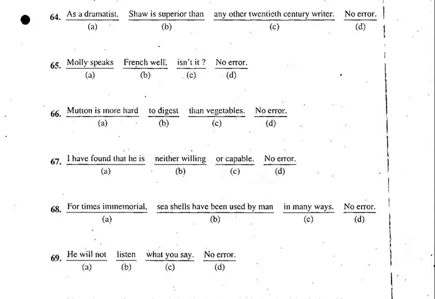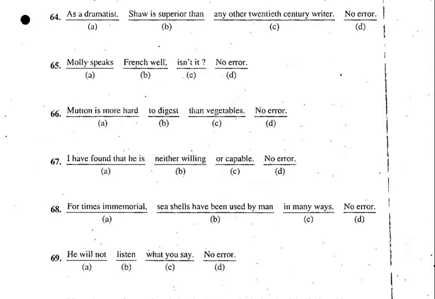As a dramatist, Shaw is superior than any other 20th century writer, nowhere. Now here it's referring to playwright George Bernard Shaw. As a dramatist, that's a part. These questions are usually divided into 4 parts, A, B, C, D. These are the labeled ones, and you have to find the error in a particular part. That will be the answer. So as a dramatist, is there anything wrong? No. Shaw is superior than.